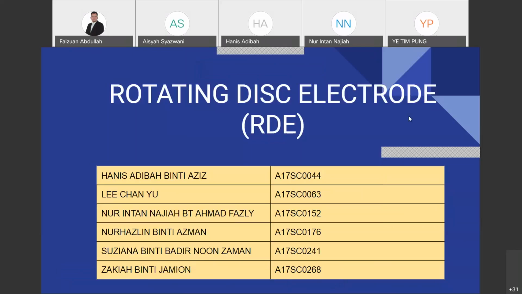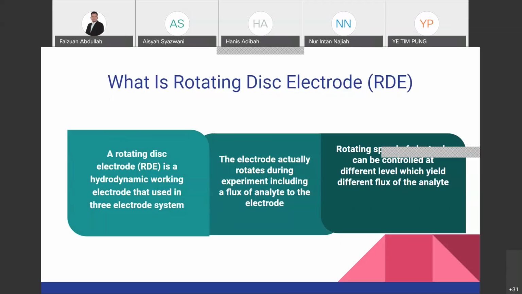Assalamualaikum and very good morning. Today we want to present rotating disk electrode. Rotating disk electrode is a hydrodynamic working electrode that is used in a three-electrode system. The electrode system actually rotates during the experiment, inducing flux to the electrode. The rotating speed of the electrode can be controlled at different levels, which yield different flux of the analyte.